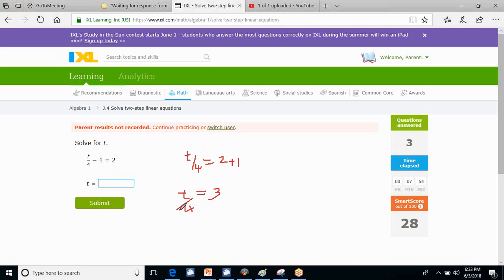So to get T, you have to multiply it by 4. So if you multiply this by 4, you have to do the same thing over here. You have to multiply it by 4. So 4 into 4 goes 1 time. So T is equal to 3 times 4, that's 12. All right. So that's 12. Okay. So we're going to stop here.